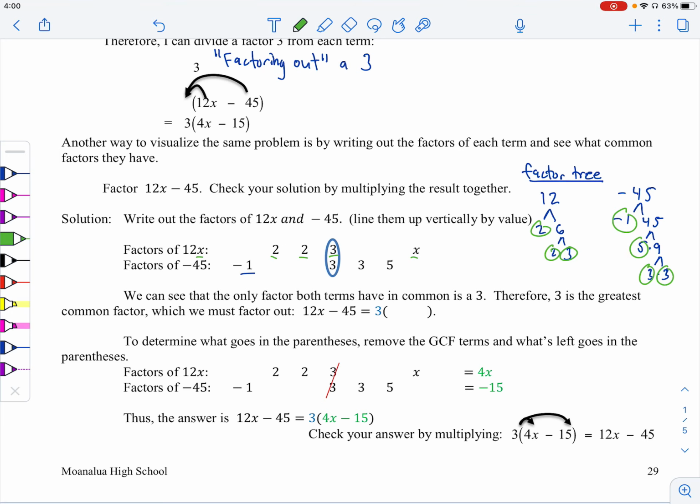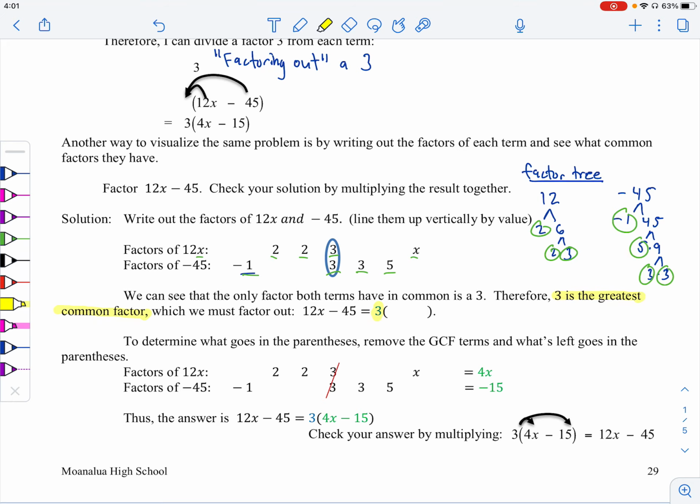So we have negative 1, 3, 3, 5. Those are all our factors, and this one does not have an x. Then we look at what is common. The common number is a 3. That is the GCF, because that's the only thing that's common. So 3 is the greatest common factor, which means we must factor it out. That's why we put it in front of the parentheses.